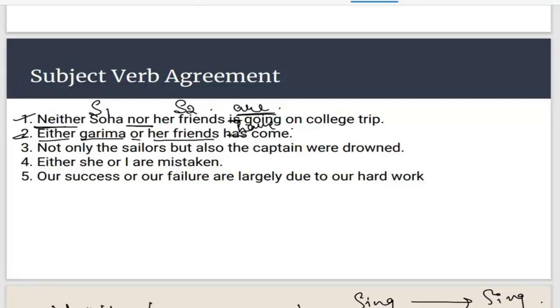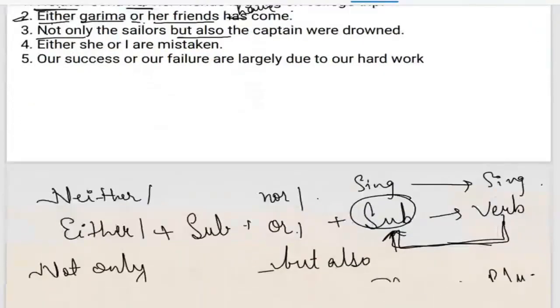Now what I have told just now is, whenever paired conjunctions like neither nor, either or, not only but also are used, these are called pair conjunctions because these words come together in a sentence. So whenever pair conjunctions are used in a sentence, and they are connected with two subjects, okay?